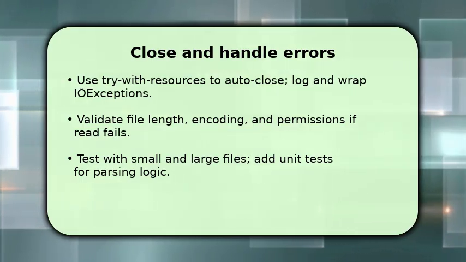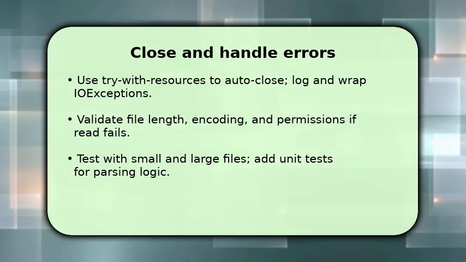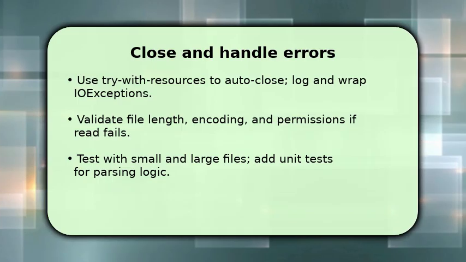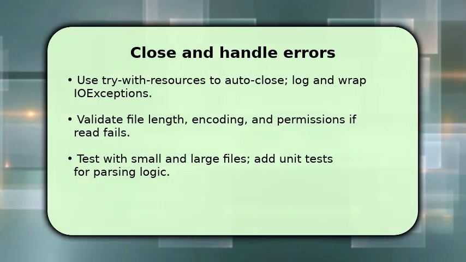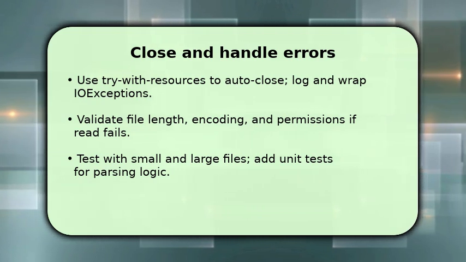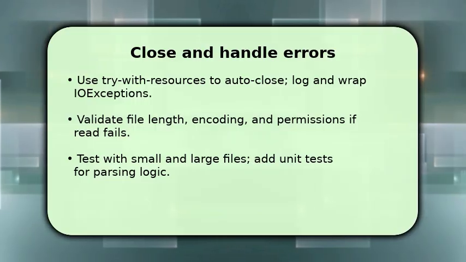For robust apps, validate file size before heavy processing and add retry logic for transient I/O issues. One troubleshooting tip: if text looks wrong, verify the charset used to open the stream versus the file's actual encoding and adjust accordingly.